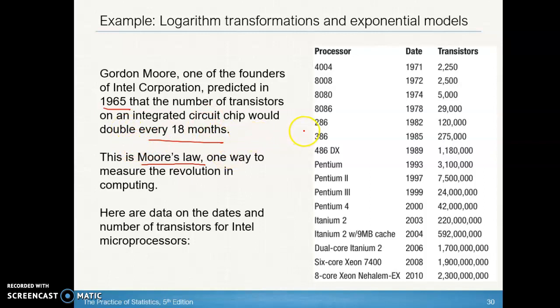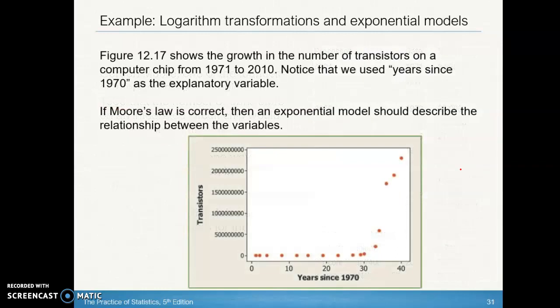Here are data on the dates and number of transistors for Intel microprocessors. Here are the dates, and here is the number of transistors. So every 18 months, basically, we're doubling. Hopefully that shows you that this is potentially an exponential model.